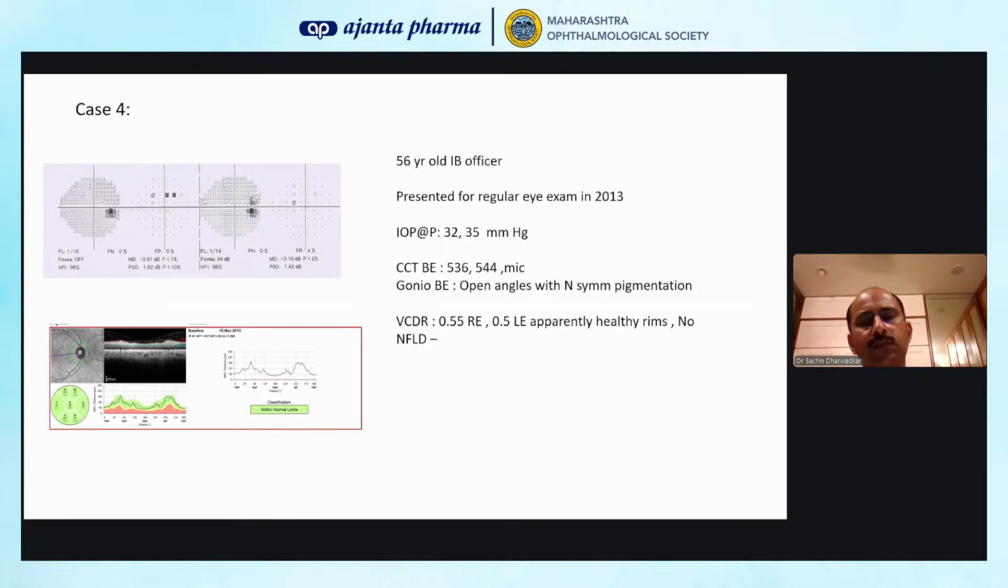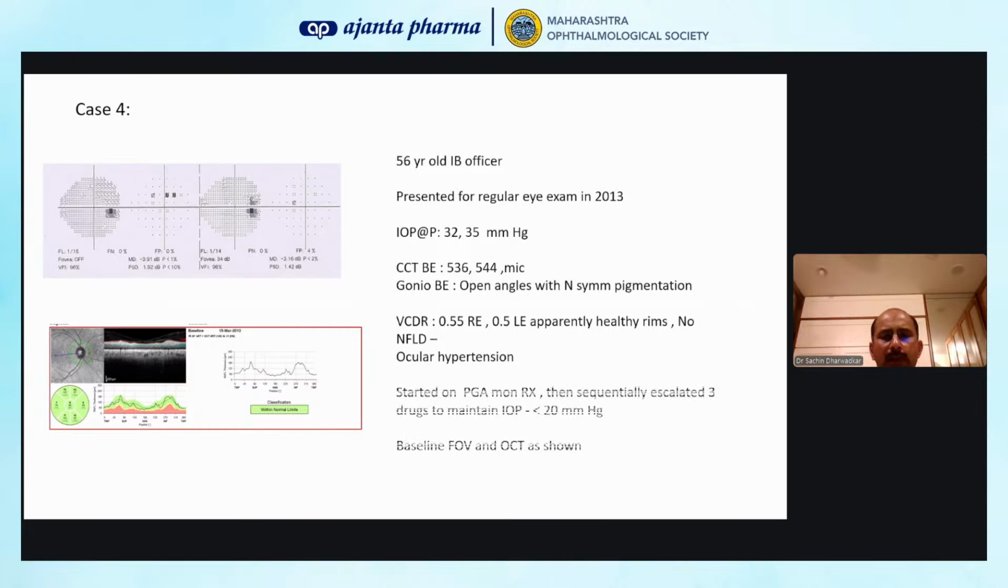The disc size and cup-to-disc ratio at presentation was around 0.5 or 0.55, and this was his baseline OCT scan in March 2013, if you can see. Now, on treatment, his pressures used to come down to around the mid-10s, but as he was an IB officer, he was very irregular about his treatment, and he used to default, and then he comes after 2 years. So when he came to us, he was an ocular hypertension case.